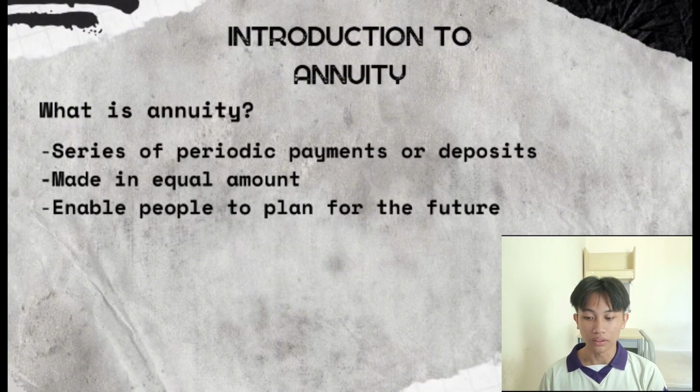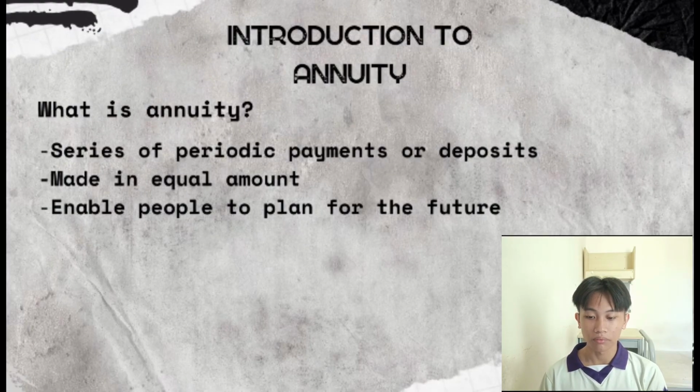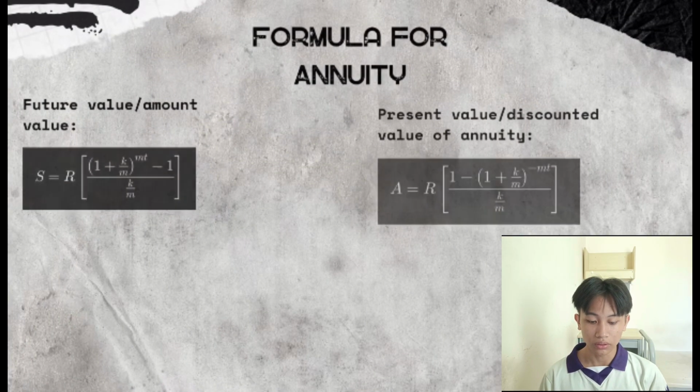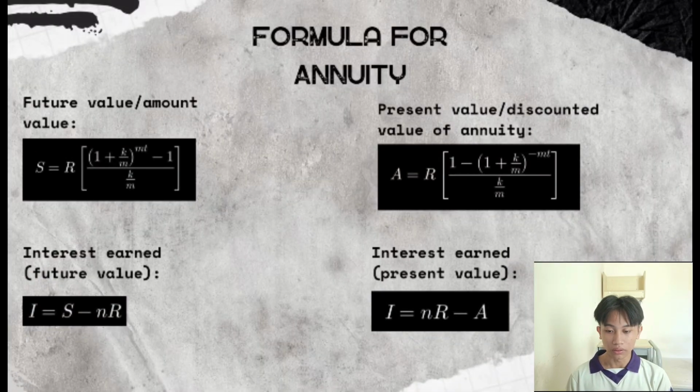Introduction to annuity. What is an annuity? It's a series of periodic payments or deposits made in equal amounts. It enables people to plan for the future. Now, this is the formula for annuity.